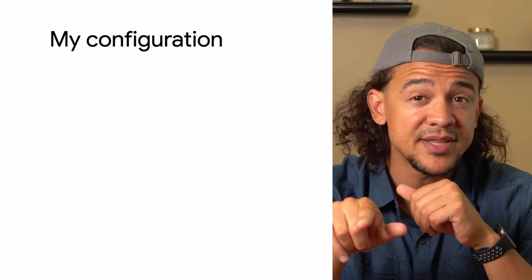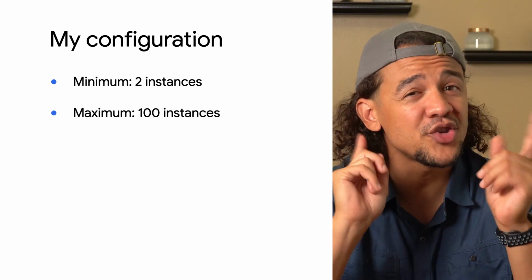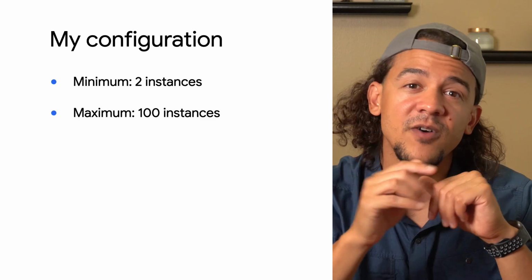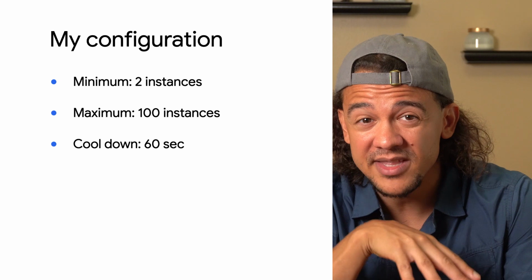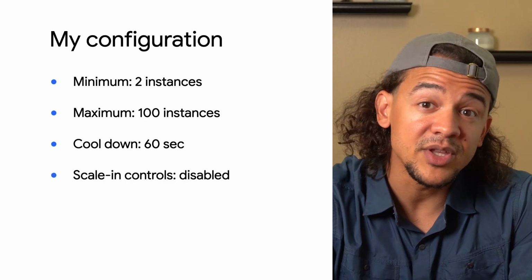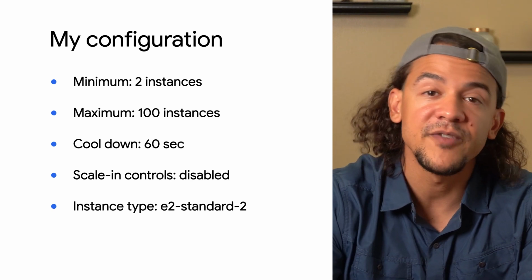I've set my minimum instances to 2 and my maximum to 100. When I set this up, I wasn't sure about cooldown period, so I left it at the default value of 60 seconds. I wasn't sure about scaling controls, so I left that disabled. The instance template uses an E2 standard 2. Let's see how we can make changes to this configuration.